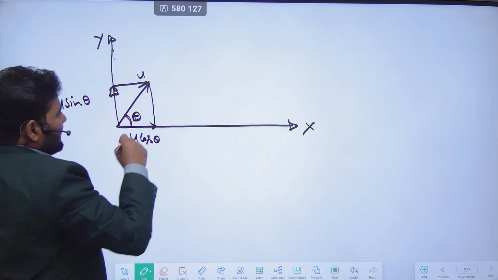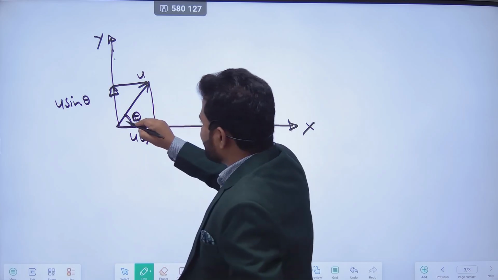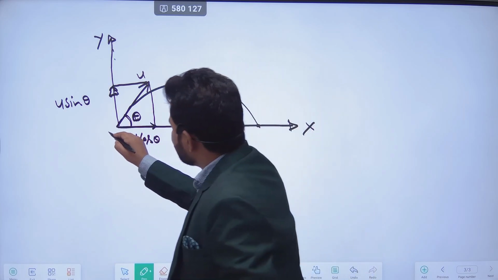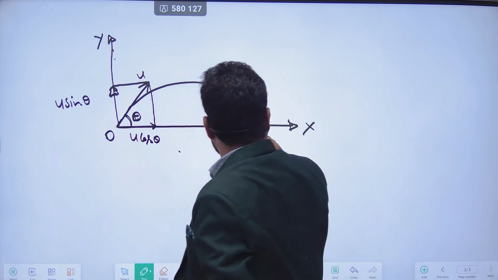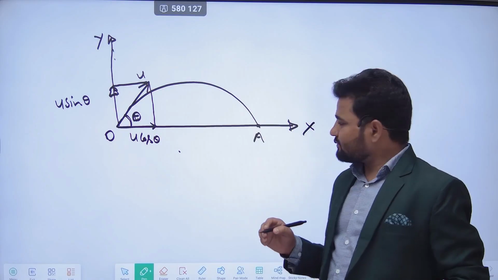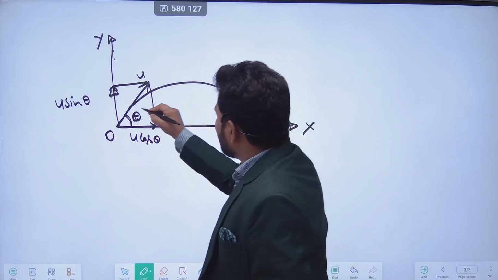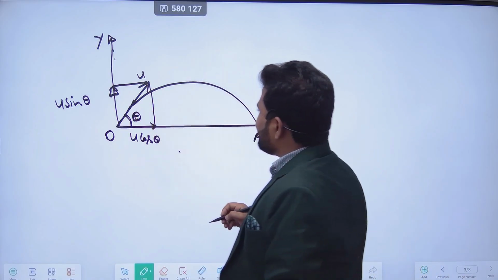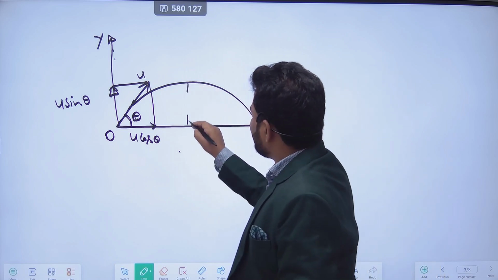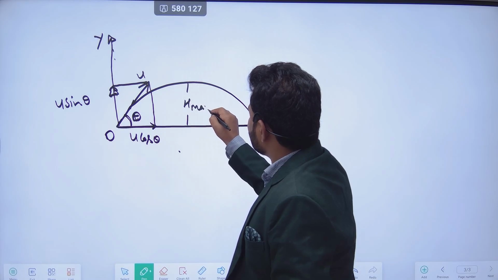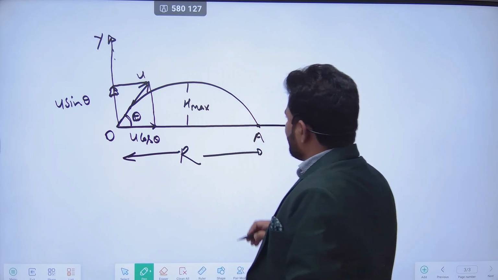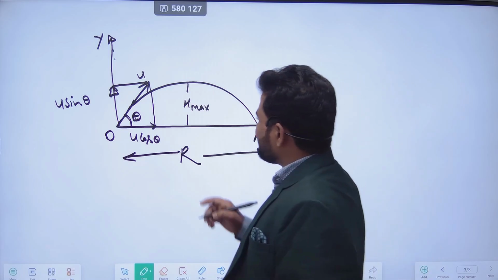When the ball is projected at an angle of theta, the ball will fall on the ground like this. Suppose this is the initial point of projection and here the ball falls down on the ground level. From here we can calculate the time of flight, maximum range, and maximum height. This is the maximum height and this is the maximum range. These are the terminologies we'll discuss.